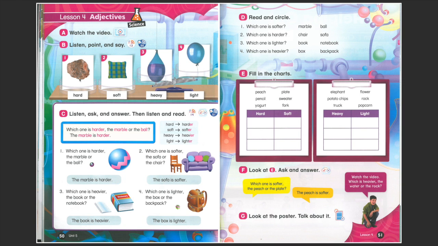Hard, like a rock. Soft, like a cushion. Heavy, this balloon full of water. And light, the balloon full of air.